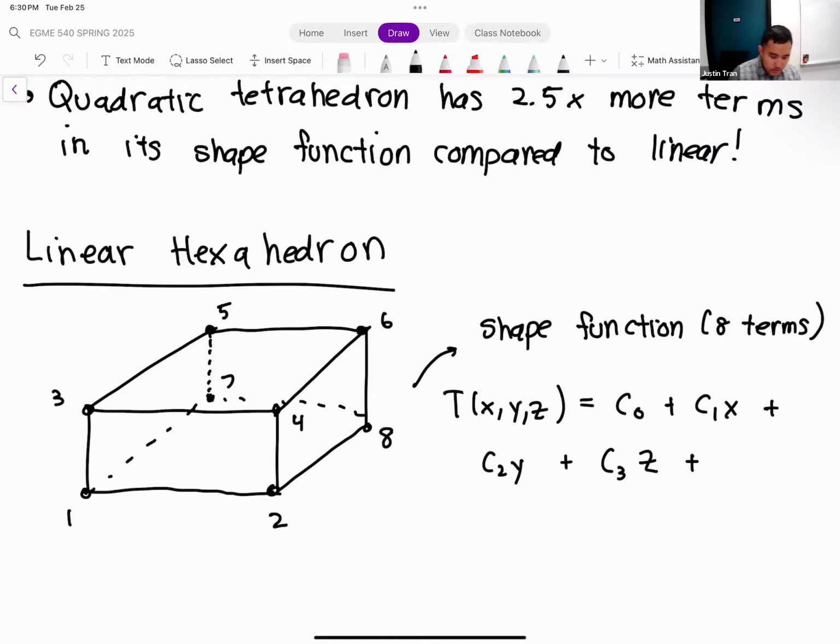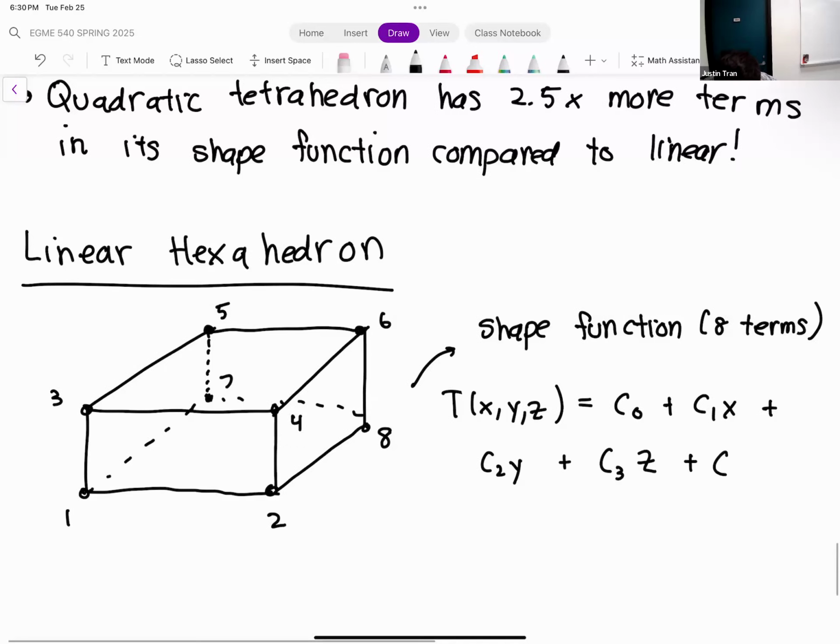But we need to add 4 more terms here. So let's add all the cross terms. C4 xy plus C5 yz plus C6 xz. So those are all the pseudo linear terms in 2 variables. So xy, yz, and xz.